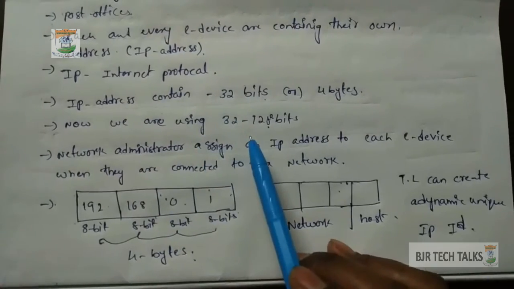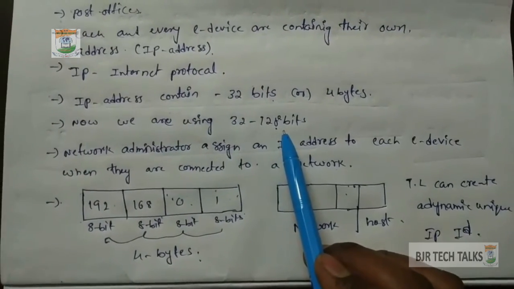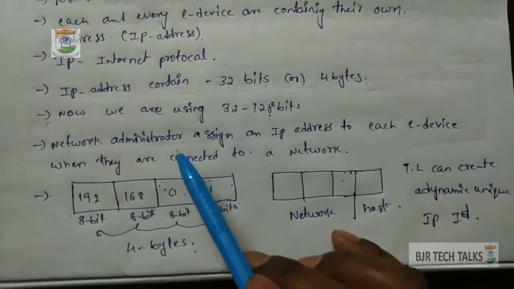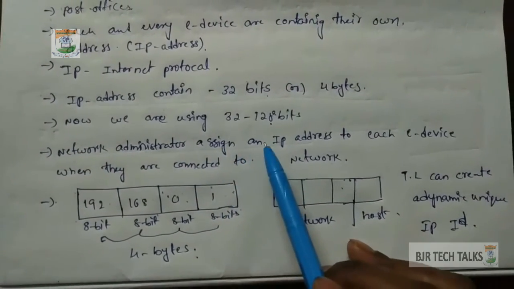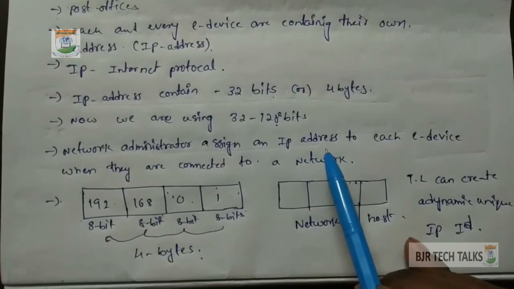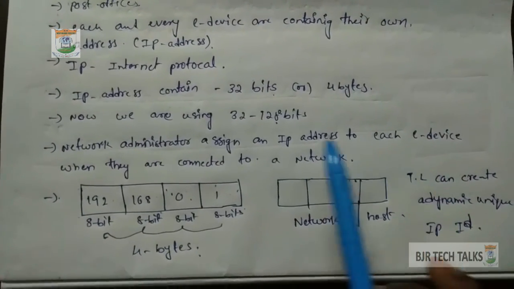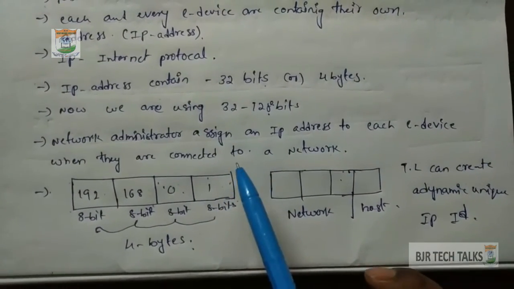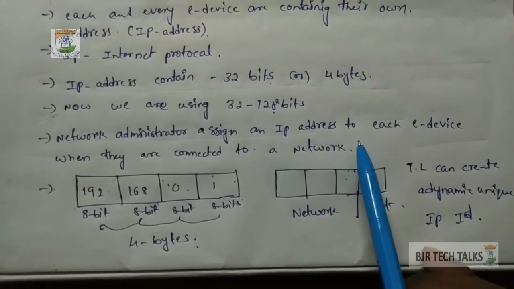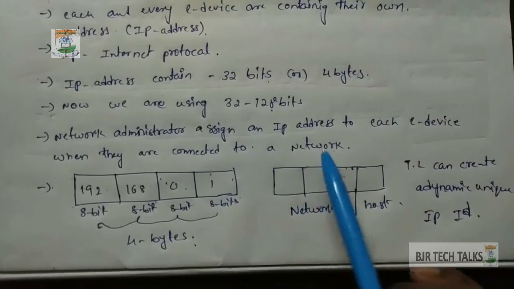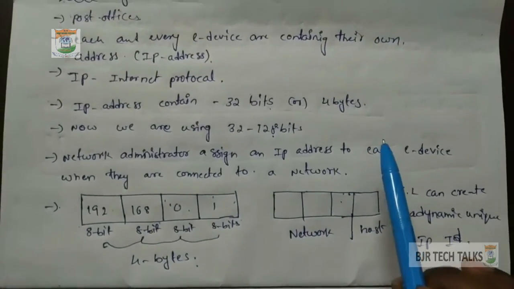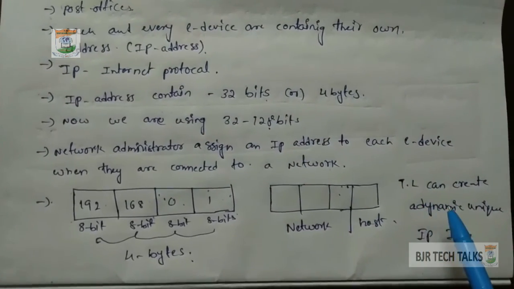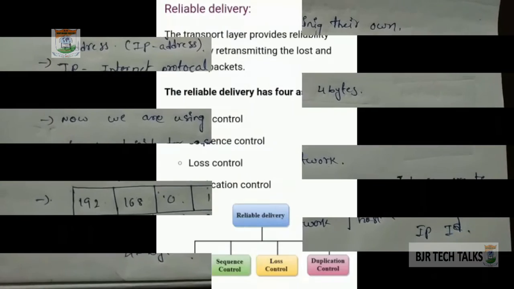Now we are using 32 bits to 128 bits. Present generation is using 32 to 128 bits. The network administrator assigns an IP address to each electronic device when it is connected to a network. This is the device's address, and to assign it, the transporter can create a dynamic unique IP ID.